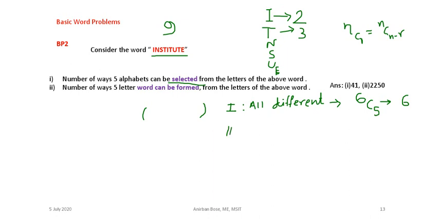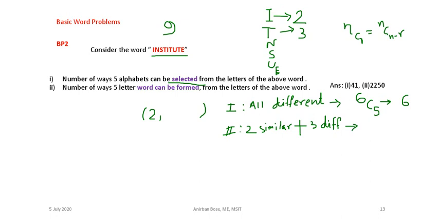Second case, you consider that out of this 5 selection, maybe 2 are of one kind, that is similar, 2 are similar, and 3 are distinct. 2 similar, plus 3 different. In this way we can also select.